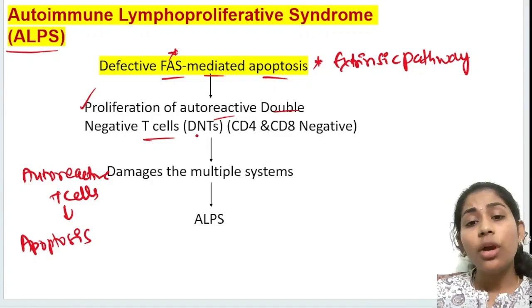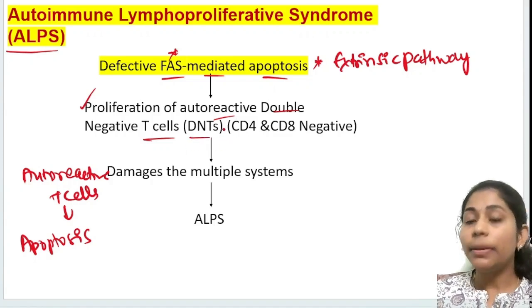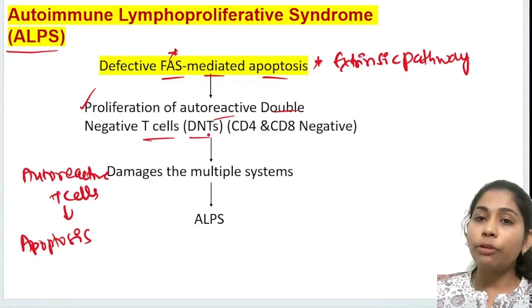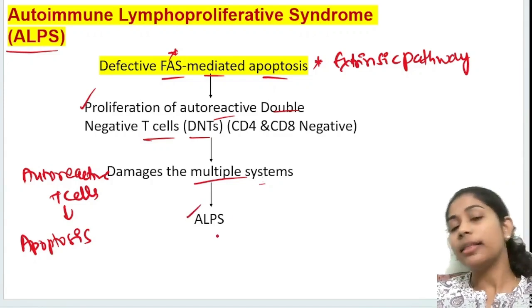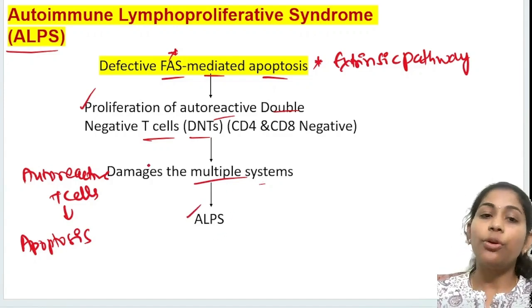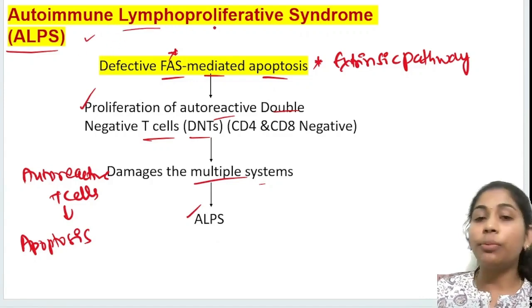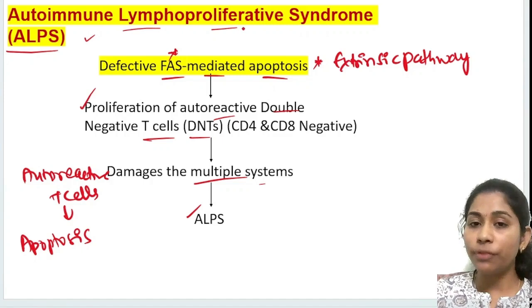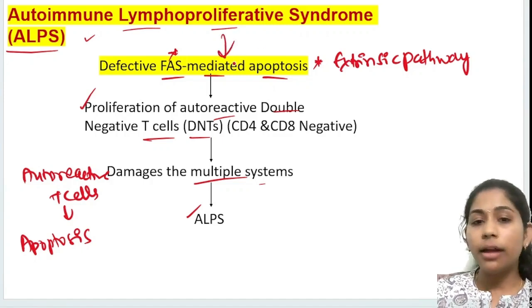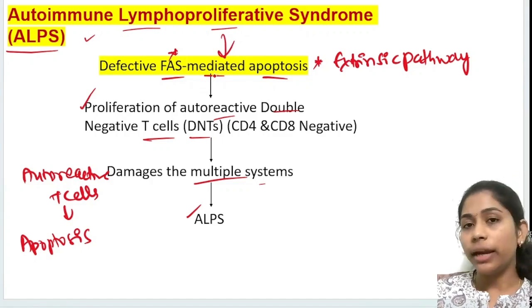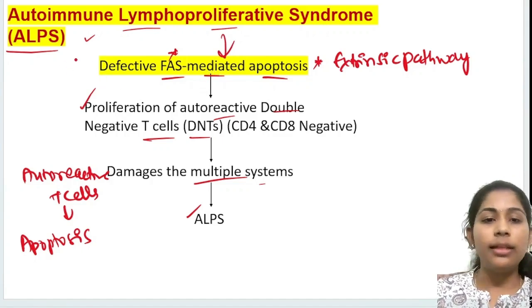Okay. So, since these autoreactive double negative T cells will be proliferating, what will happen? They will go and damage our self tissues. They damage multiple self tissues, and that results in autoimmune lymphoproliferative syndrome. So, there is autoimmunity because they are reacting to self antigens, and who is reacting? The lymphocytes, and they are proliferating. Why are they proliferating? Because there is defective Fas-mediated apoptosis. That's why they are proliferating, going and damaging our own tissues, resulting in ALPS.